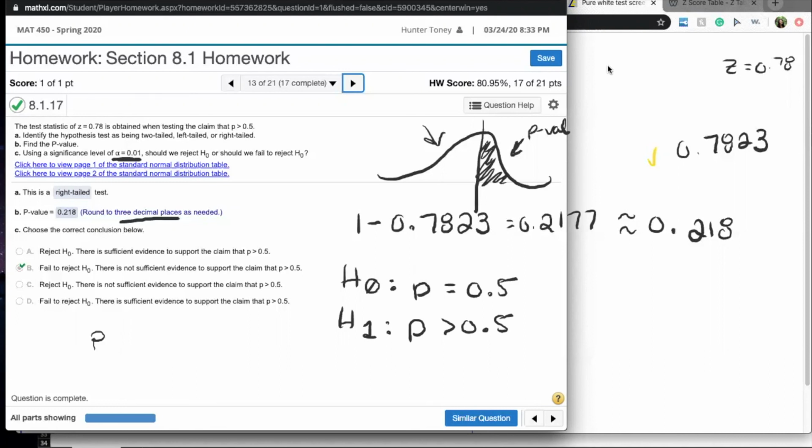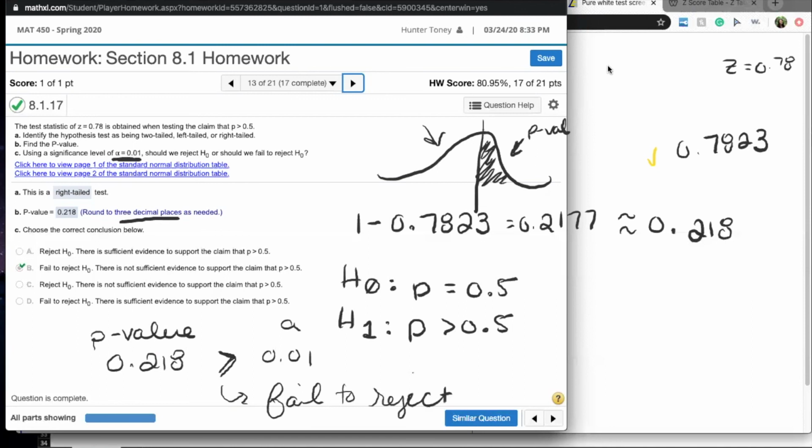So our p-value for this problem was 0.218, and our alpha, they told us, was 0.01. So clearly our p-value is greater than our alpha, and when our p-value is greater than our alpha, we fail to reject. If we fail to reject, it means there is not sufficient evidence to support the claim that our p is greater than 0.5.